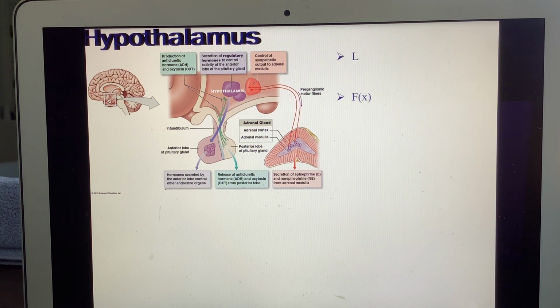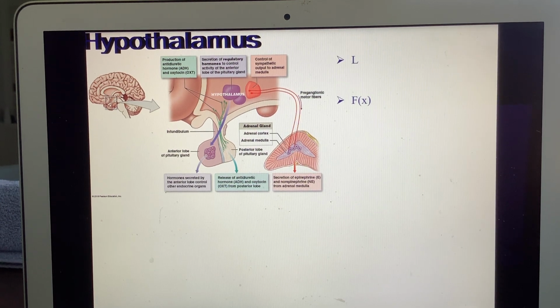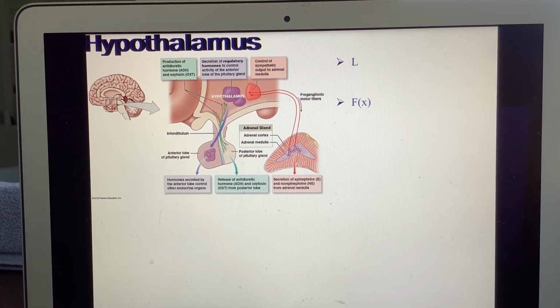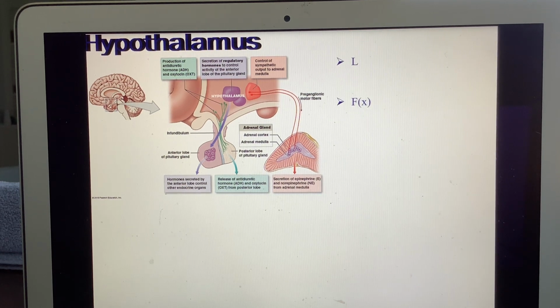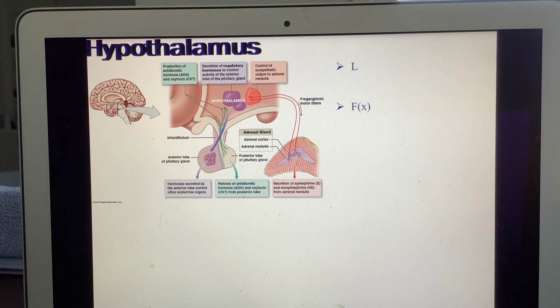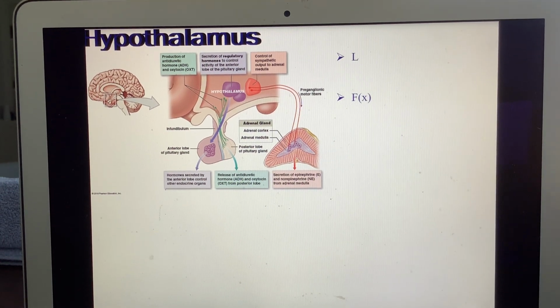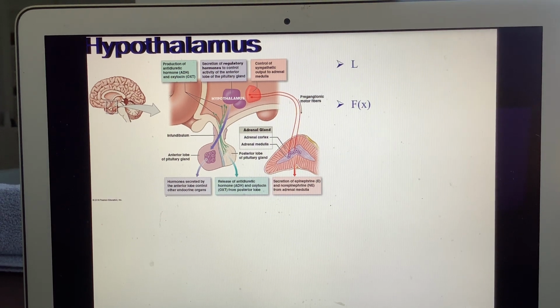Here we go with another abbreviation that you should remember. F of X always means function, or what does it do? So when we talk about what is the function of the hypothalamus, it links the nervous system with the endocrine system. Again, it's going to link that nervous system, the brain and spinal cord, with the endocrine system.